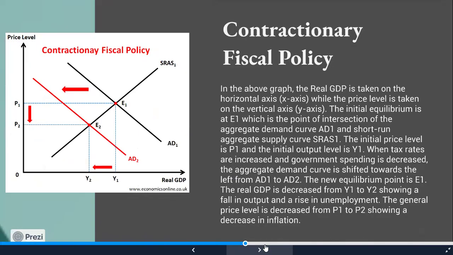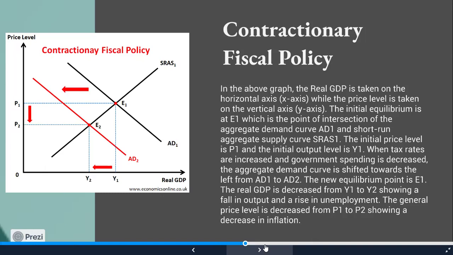Moving on to the contractionary fiscal policy, basically it is the opposite of expansionary fiscal policy. The government spends less or raises taxes to slow down the economy in order to reduce inflation and control excessive spending. This is mostly in times of an economic boom. For example, cutting government programs or increasing income taxes. As we can see in the graph, when the tax rates are increased and government spending is decreased, the aggregate demand curve shifts towards the left from AD1 to AD2.